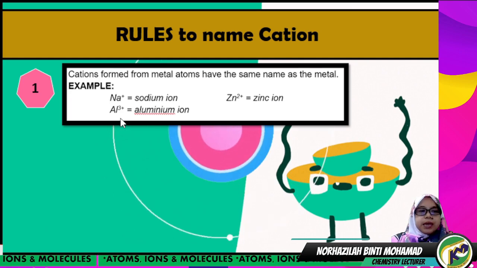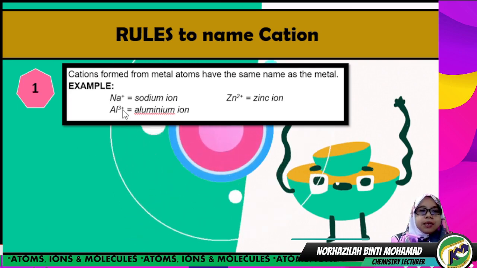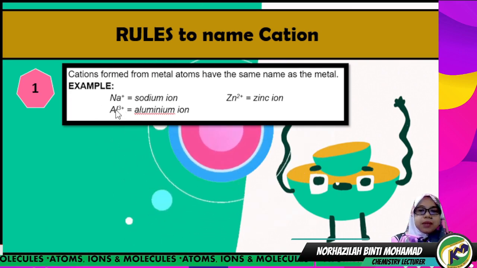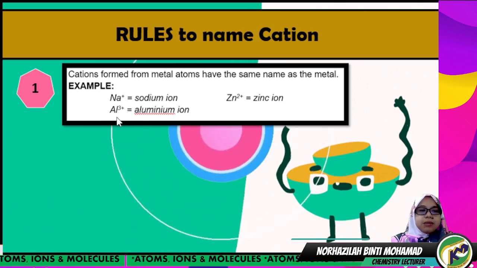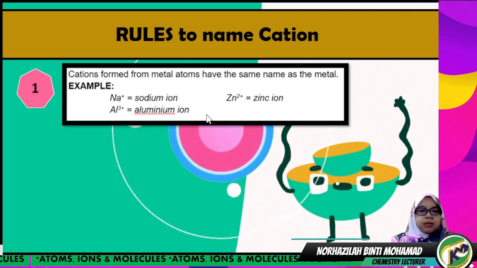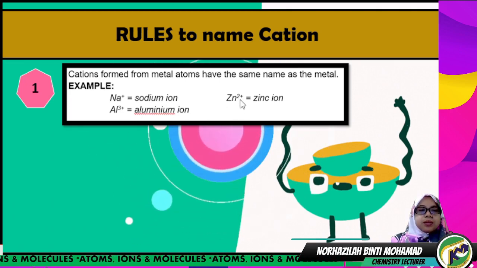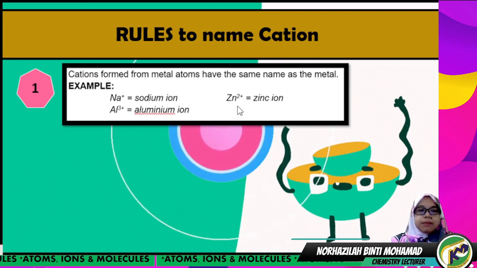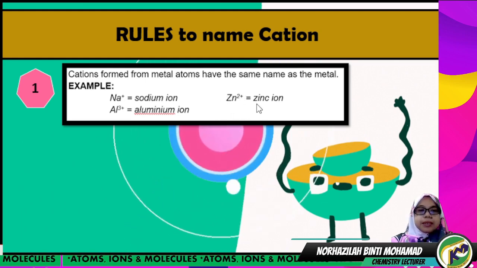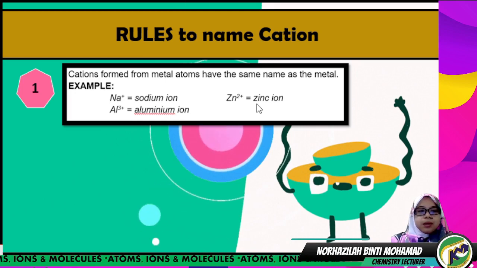And then for the second example, Al3+. Al comes from the aluminium element, so the name of this ion is aluminium ion. For Zn2+, this ion comes from the element zinc, so the name is zinc ion.